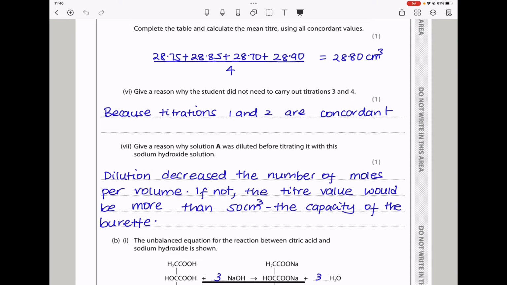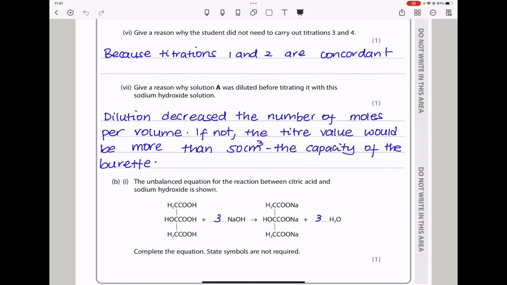The solution was diluted tenfold, and look at the volume of sodium hydroxide that was used as a titer. We would require 288 centimeters cubed, and that cannot be contained in the burette, so the capacity wouldn't be enough. So I said dilution decreased the number of moles per volume. If not, the titer value would be more than 50 centimeters cubed, which is the capacity of the burette.